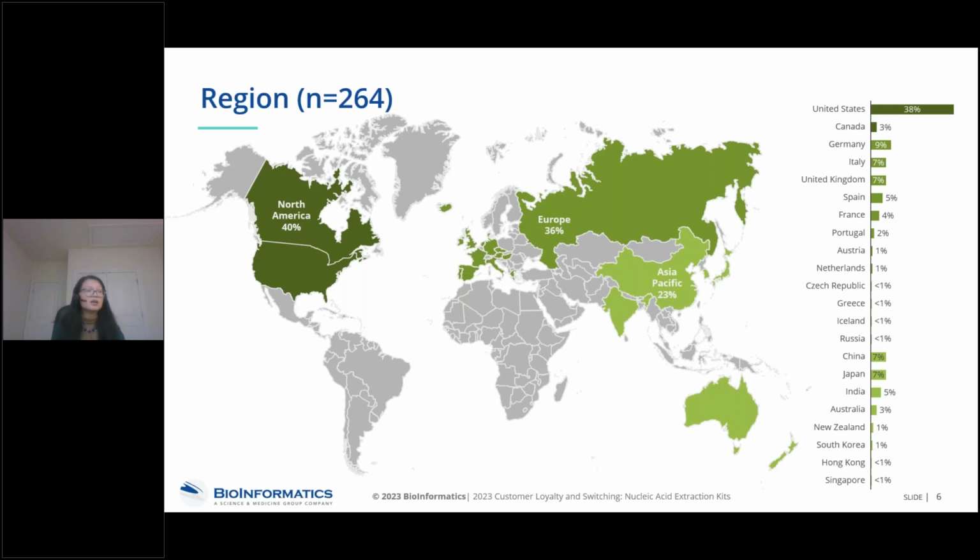So just to briefly talk about who comprised the sample, we had 264 respondents from around the world. 40% were from North America, primarily the United States. 36% came from Europe, with a smattering of countries including Germany, Italy, United Kingdom, Spain, etc. And then the remaining quarter of respondents are from Asia Pacific, primarily China, Japan, and India.